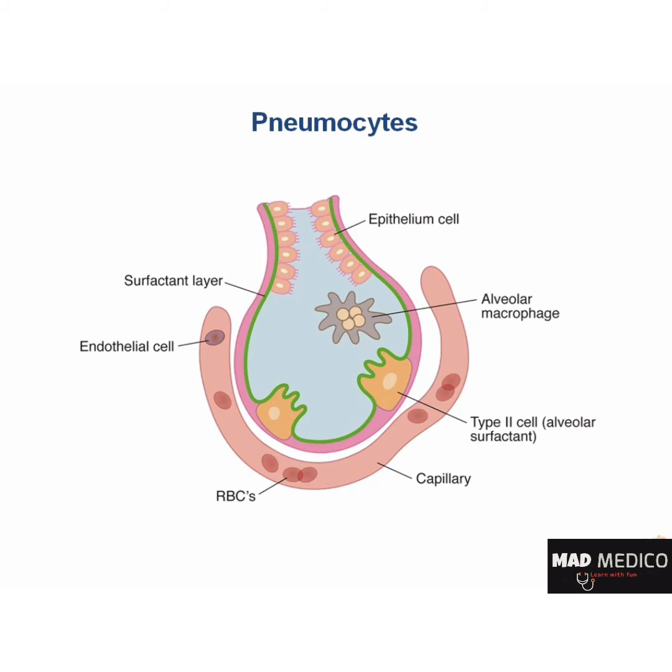Okay, now let's get back to surfactant. So I said a little earlier that surfactant is secreted by type 2 pneumocytes. Now what is the main component of surfactant? Well, it's mostly made up of a phospholipid called dipalmitoyl phosphatidylcholine, which allows surfactant to decrease surface tension in alveoli.